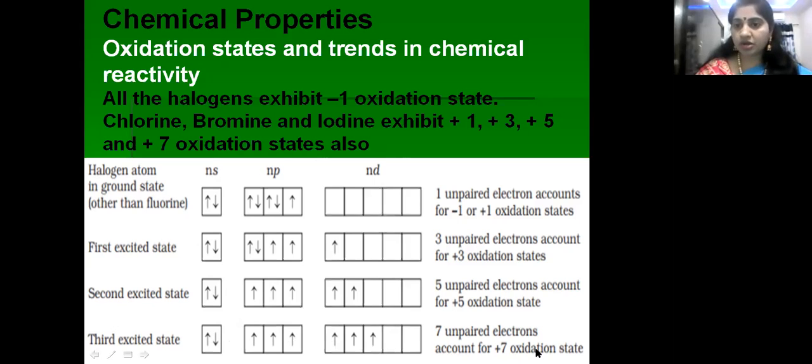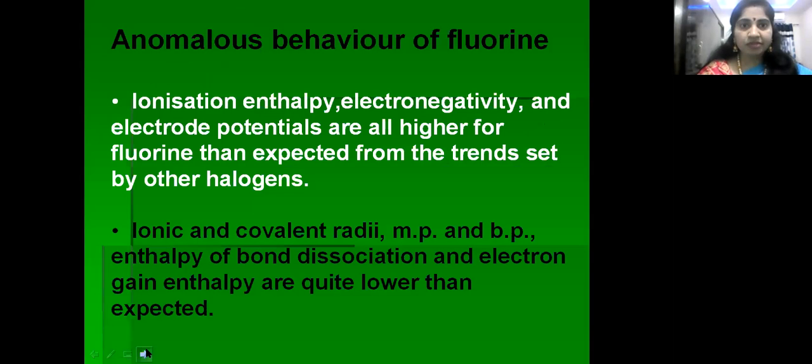One unpaired electron accounts for -1 and +1 oxidation state, 3 unpaired electrons account for +3 oxidation state, 5 unpaired electrons account for +5 oxidation state, and 7 unpaired electrons account for +7 oxidation state. That's why halogens like chlorine, bromine and iodine can also show +1, +3, +5 and +7 oxidation states, along with the -1 oxidation state. So this is about oxidation states of group 17 elements.